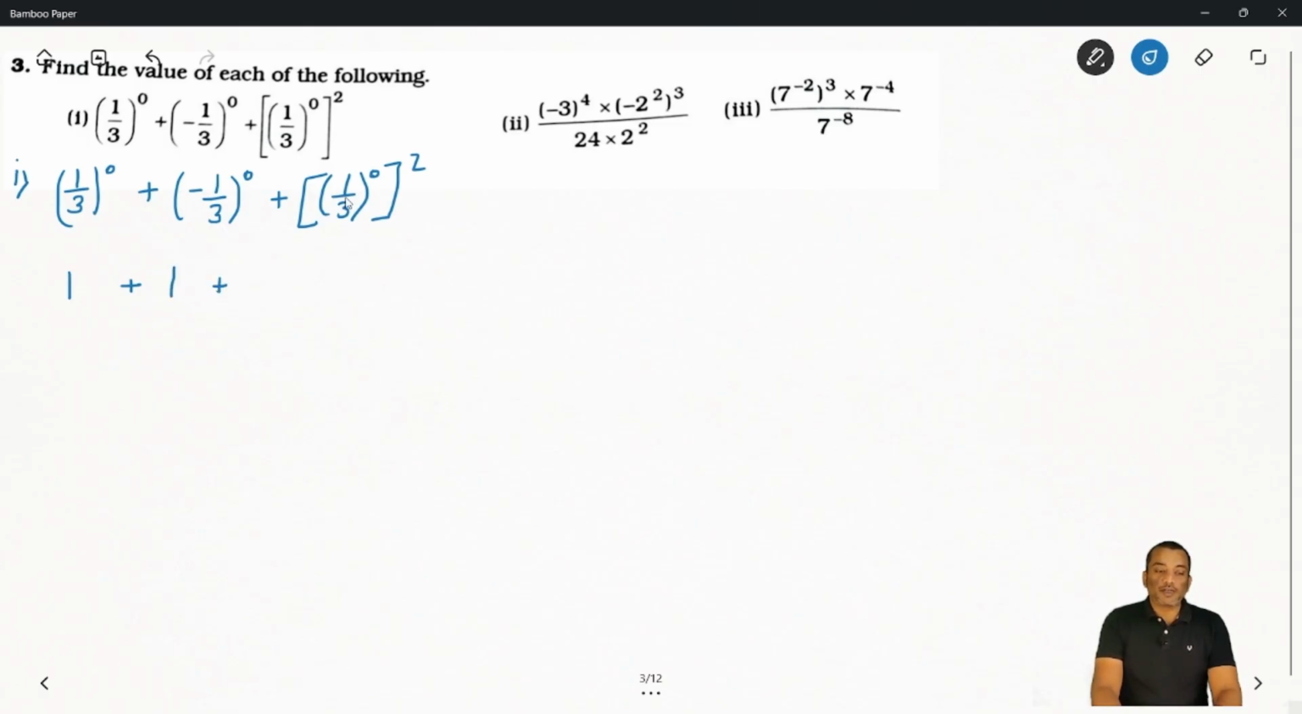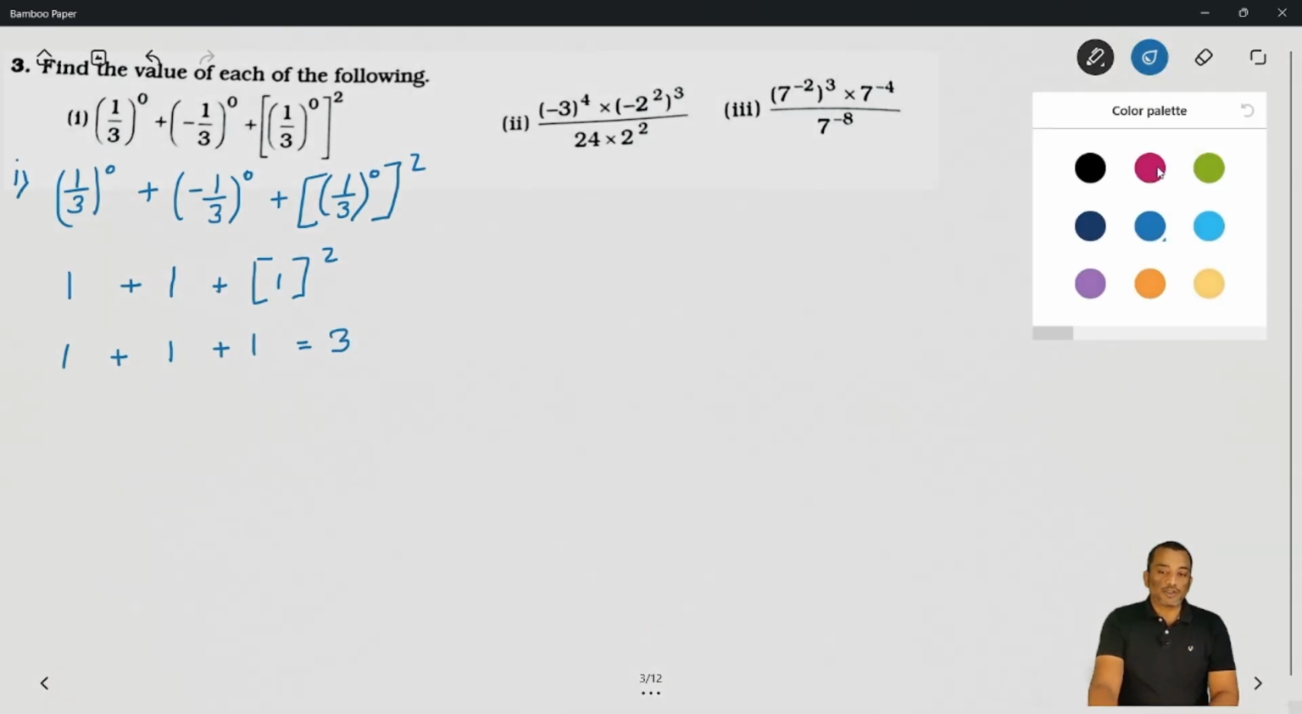Okay. Now next, again (1/3) whole power is 0. So we can say square bracket 1 and whole square 2. So which means you will get 1 plus 1 plus 1. So which means your answer will be 3. Okay, hope it's clear.